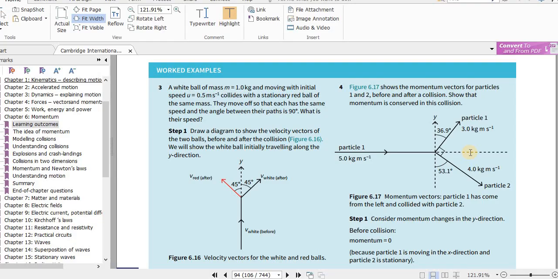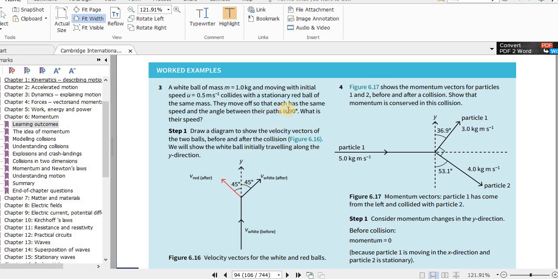Okay, another example. Let's go through this example also. A white ball of mass m equals 1 kilogram. The mass is not shown here, and it's referring to this diagram. We can sketch a diagram like this also. Moving with initial speed of 0.5 meters per second, that also you can label, collides with a stationary red ball of the same mass. The stationary red ball, that also you can add to the diagram. They move off so that each has the same speed, and the angle between their paths is 90 degrees. What is their speed?